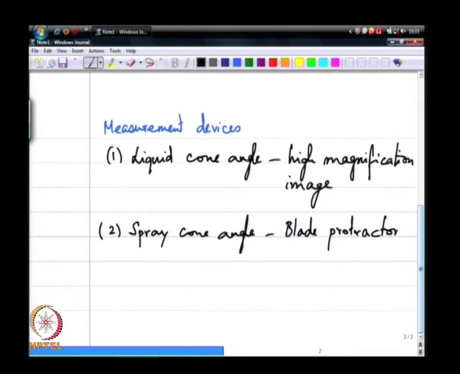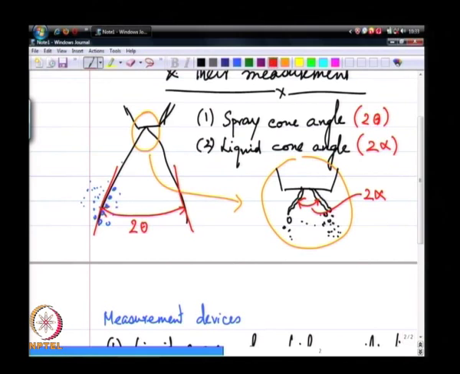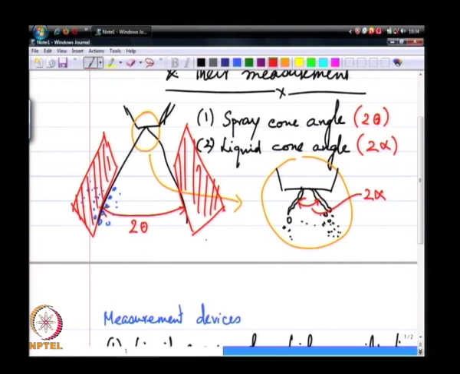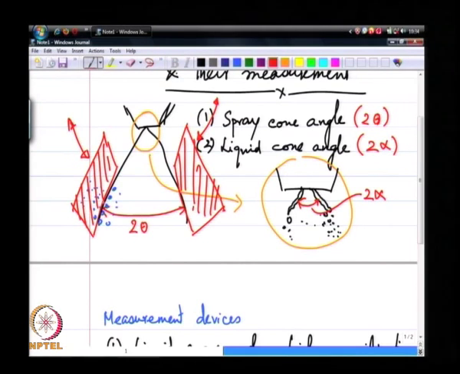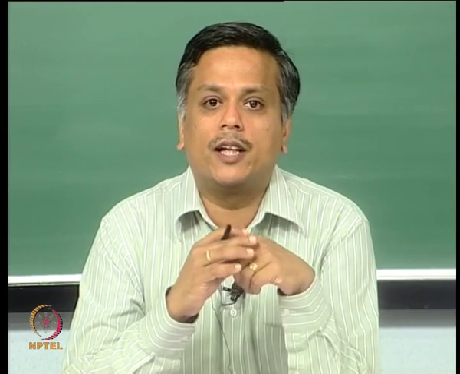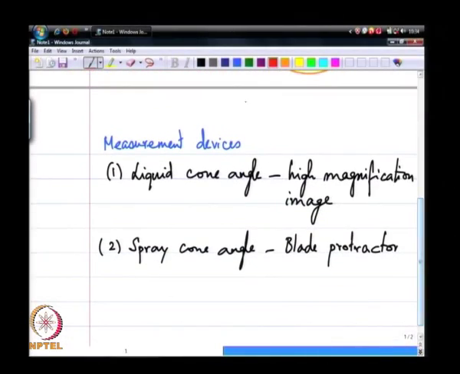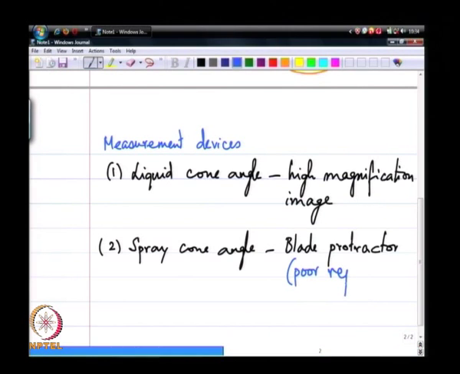Essentially, if you imagine a device that has two metal blades that are allowed to swing back and forth, and an operator brings these in to touch the so called edge of the spray. Now, one person's edge is another person's periphery, is another person's mist. So, there is subjectivity in what one would call the edge of a spray. So, one of the basic problems with using a blade protractor is poor repeatability, or actually more precisely poor reproducibility.